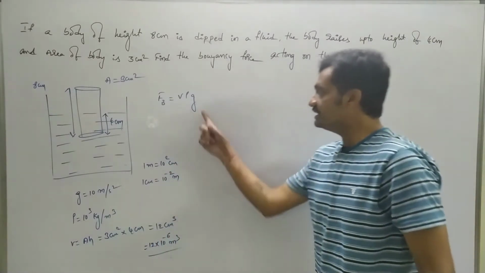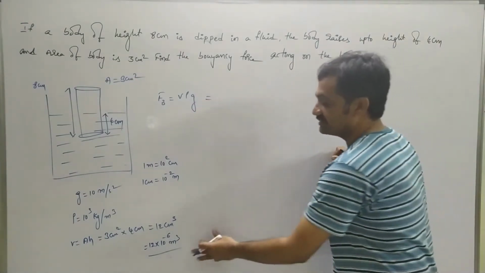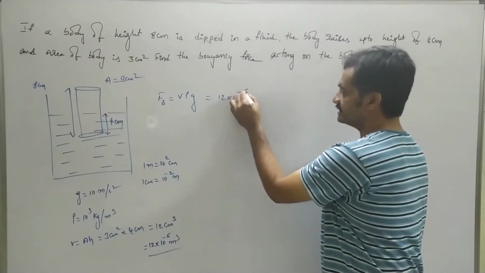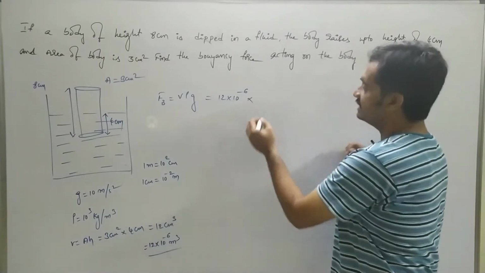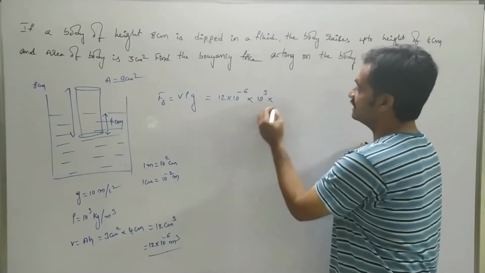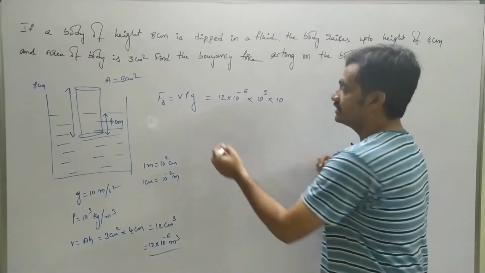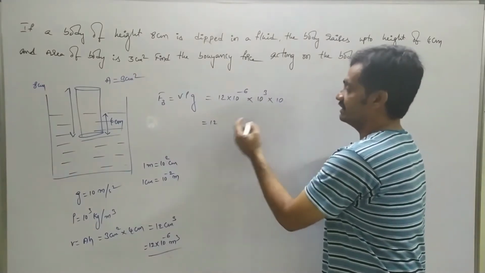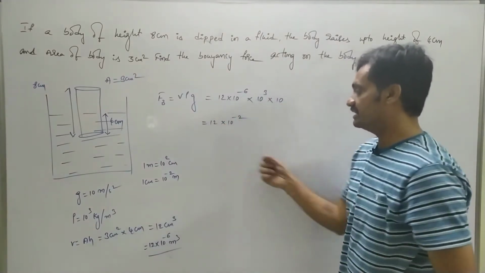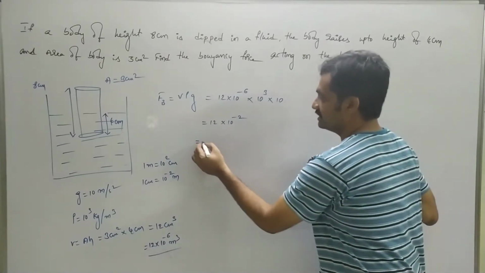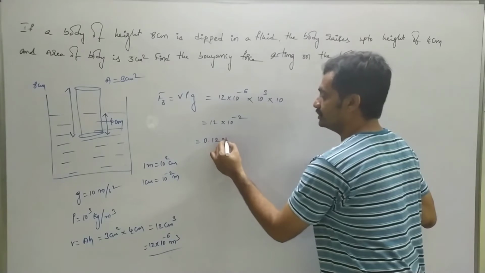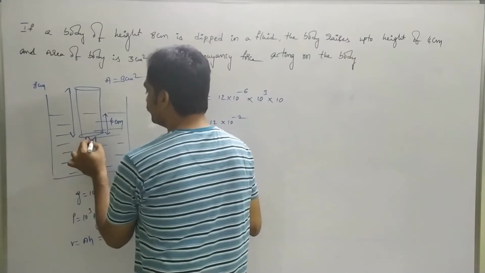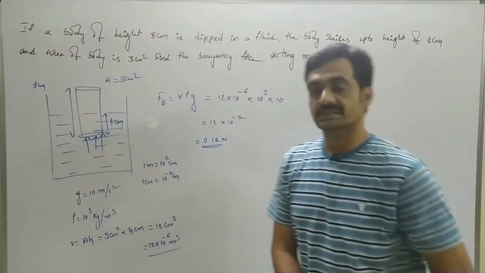Let us substitute all these values in this expression. Then we can represent the buoyancy force. Observe that the volume of the body within the fluid is given as 12 into 10 to the power of minus 6, into density of the fluid 10 to the power of 3, into acceleration due to gravity 10. Observe the powers: minus 6 plus 3 plus 1 is minus 2. So here we can represent it as 12 into 10 to the power of minus 2. We can also represent it as 0.12 Newton. So this is the buoyancy force acting on the body in the upward direction, like this.